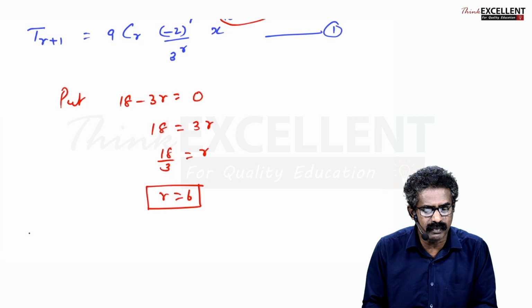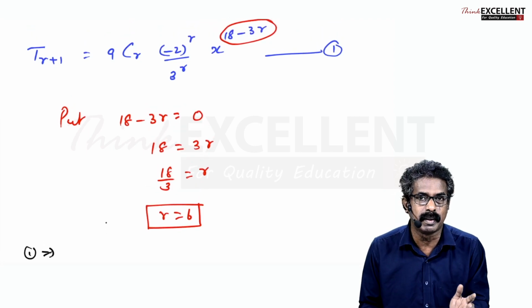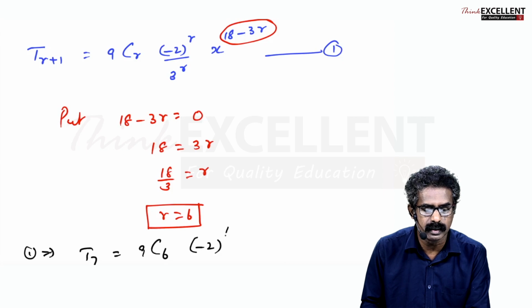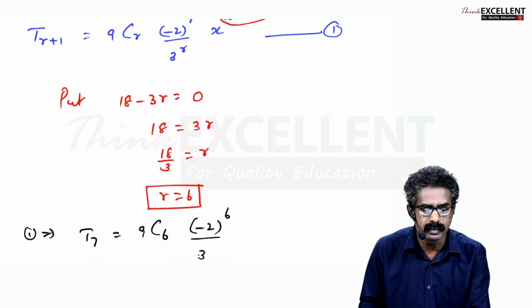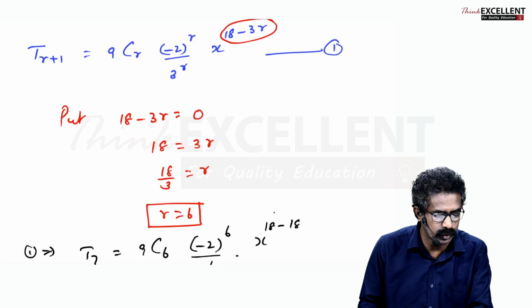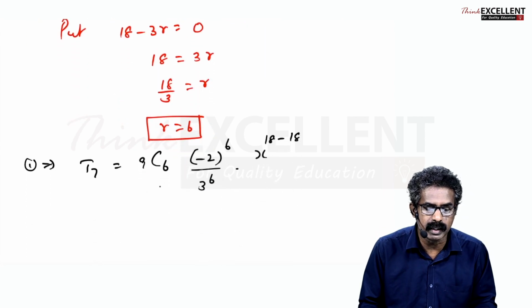Now put this value in the first equation. r equal to 6 means seventh term, right? Seventh term is the term independent of x. When you substitute, you can understand. For r you put 6. So T7 is equal to, r you are giving 6. So 9C6 minus 2 raised to 6 by 3 raised to 6 into x raised to, r is what? 6, right? 18 minus 3 sixes are 18. 18 minus 18, you must get what? 0 only, right?